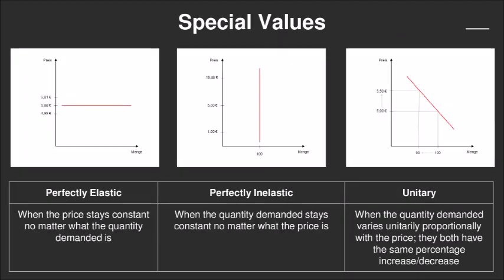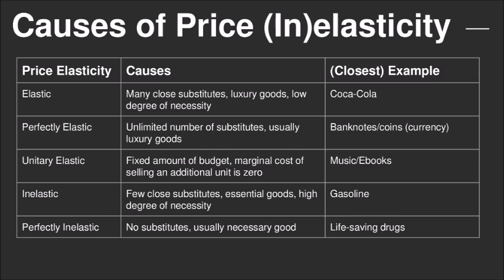Special values. Perfectly elastic: when the price stays constant no matter what the quantity demanded is. Perfectly inelastic: when the quantity demanded stays constant no matter what the price is. Unitary: when the quantity demanded varies proportionally with the price, they both have the same percentage increase and decrease.